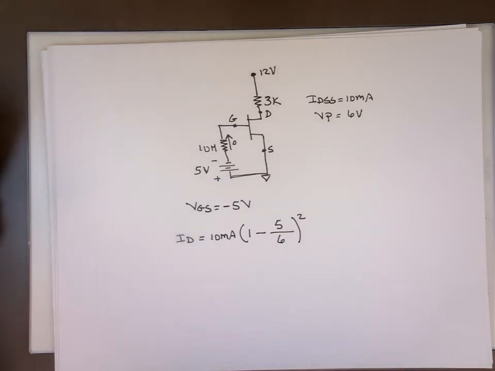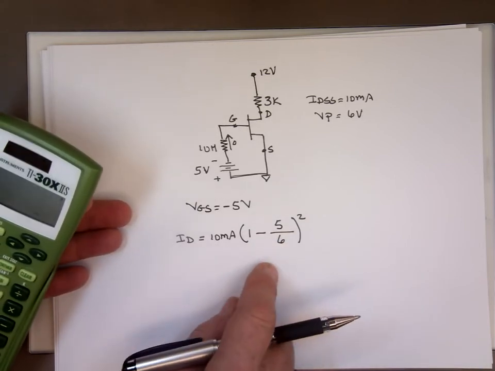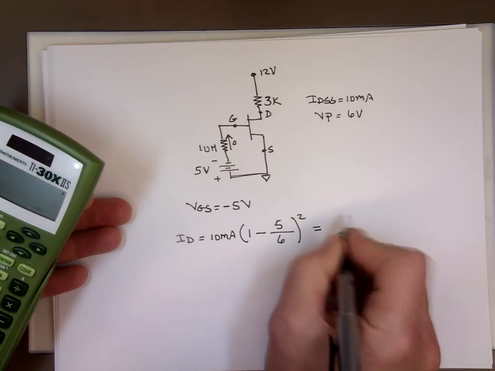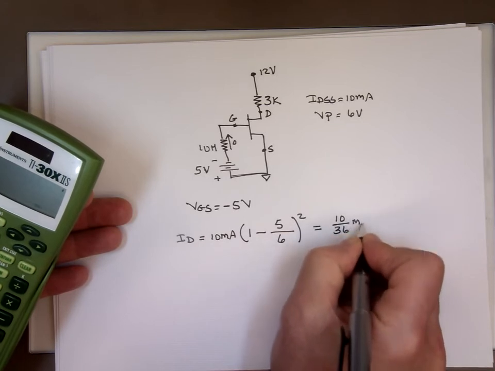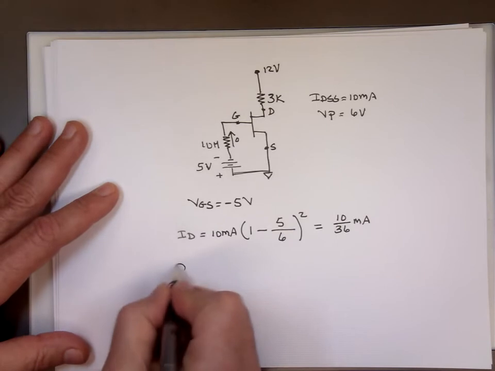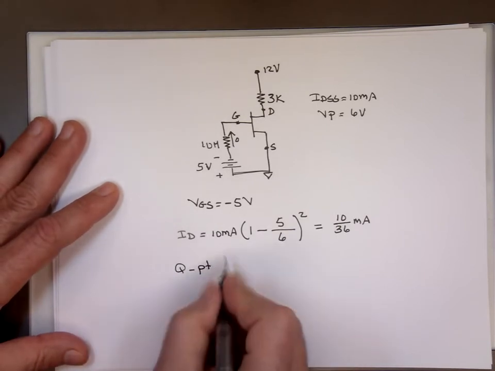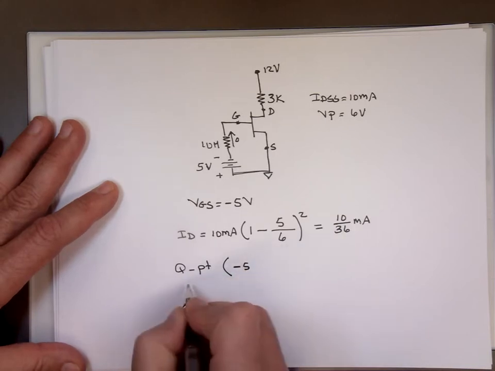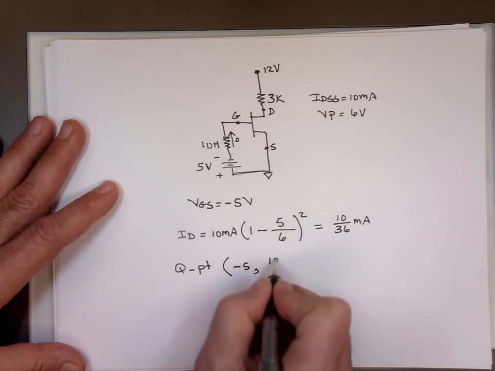So now let's calculate that current. 1 minus 5 over 6, that's 1 over 6. Square that, that's 1 over 36. The current I sub D is going to be 10 divided by 36 milliamp. So what is the Q point here? When this transistor is connected like this, it's going to operate at a voltage of negative 5 volts here, and the current I sub D is going to be 10 over 36 milliamp.